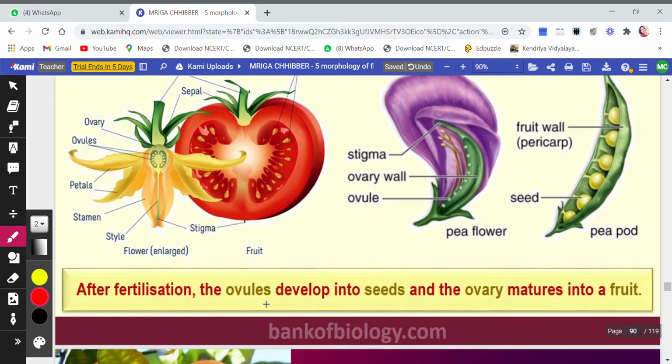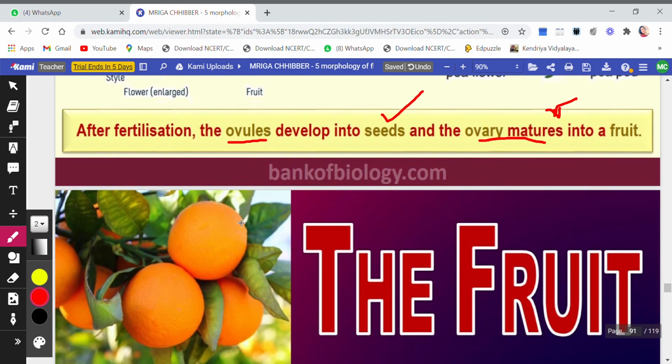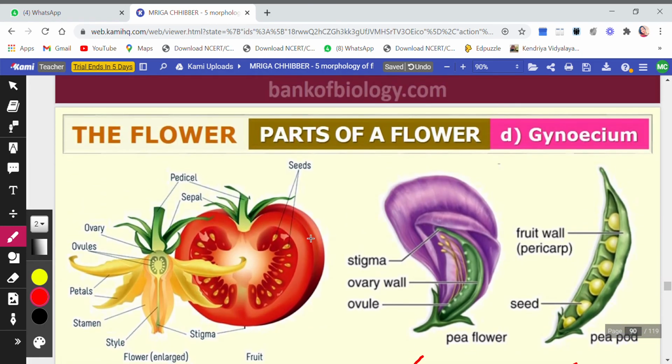After fertilization, the ovules develop into seeds. This is known to us from very long, as you have done this in your junior classes also, that ovules later on develop into seeds, and the ovary matures into a fruit. So this is all about gynoecium.